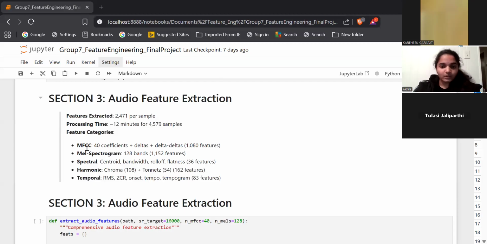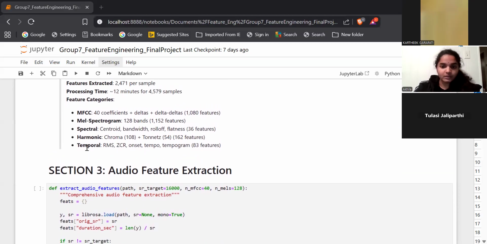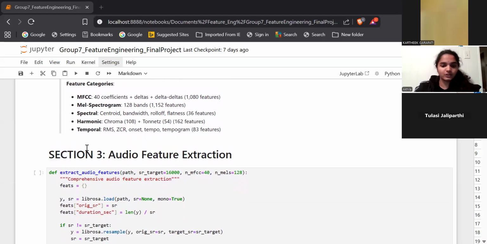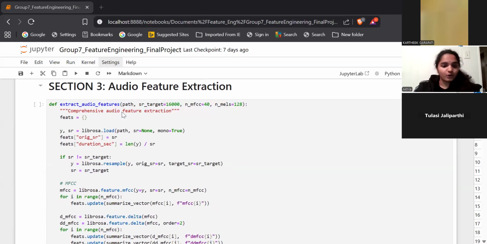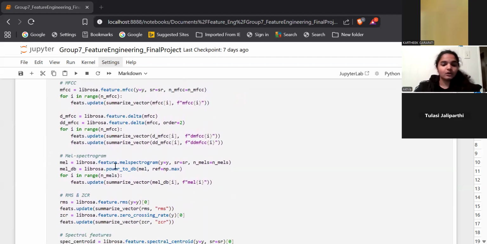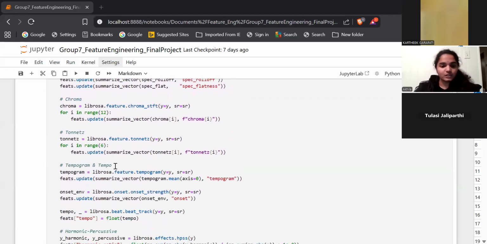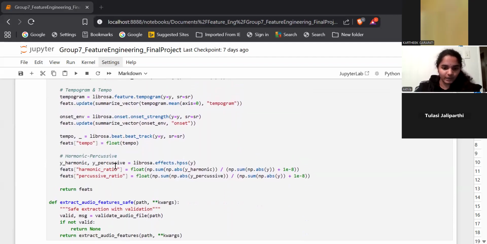1152 were Mel spectrogram features from 128 frequency bands, the roll off and flatness. The others were 162 harmonic temporal features, including RMS energy, zero crossing rate, onset strength, the tempogram, tempo, and harmonic percussive ratios. Our correlation heat maps reveal strong blocks of highly correlated features, especially within the MFCC families, where adjacent coefficients naturally represent neighboring frequency bands.